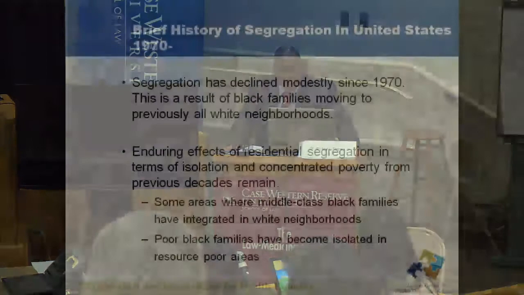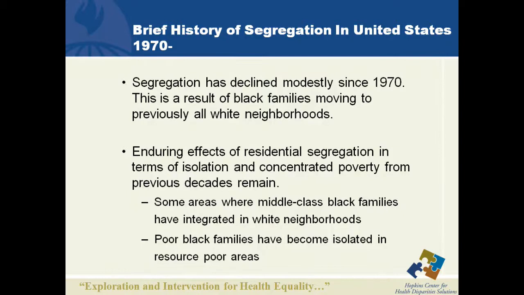So moving to the third distinct area, from 1970 to now, we see that in the 1960s residential segregation in the United States was at its highest peak, about 68%. Since 1970, and since the enactment of the Civil Rights Act of 1968, we have seen a decline, albeit minimal, over the last 4 or 5 decades. And this is largely the result of black families moving into previously all-white neighborhoods.